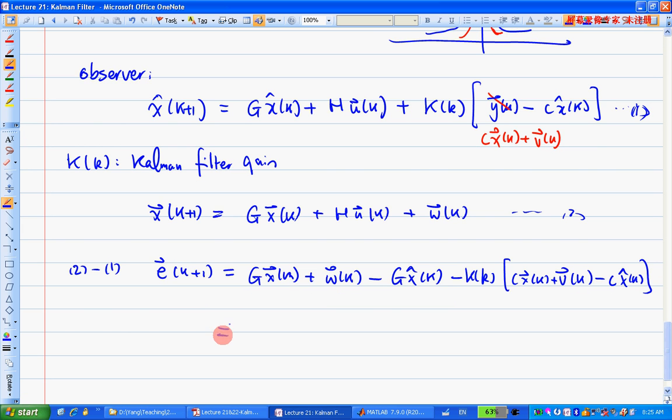So let's do a little cleaning here. We have g x of k and g x hat of k. So together, what do we get? We get this. At the same time, if you look at this one, you have the w here.